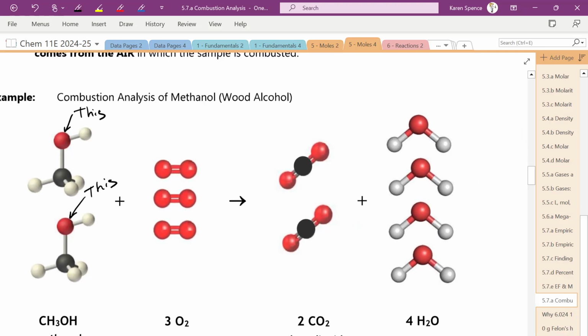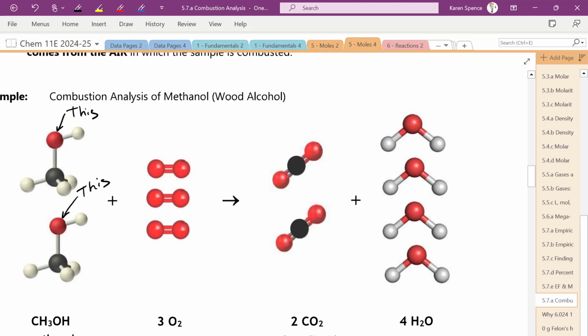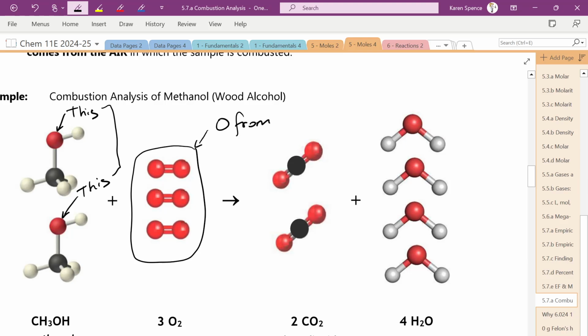But over on the right-hand side, how many oxygens do I have in my carbon dioxide? I got 4 oxygens. I only wanted to find these 2, but I've got all of these other oxygens from the air. And they also become a part of the carbon dioxide and the water. So you cannot say, I know how much oxygen was in my compound from the CO2 and the H2O, because some of the oxygen in those compounds came from the air.